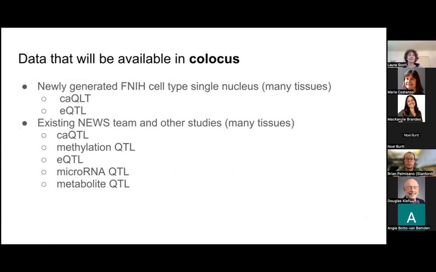I'm going to show you more details of things later. I want to step back for a minute and think about the data that will be available in Colocus. For the work that we're doing within the AMP CMD, there's going to be caQTLs, eQTLs from single nucleus data, and then there's going to be all sorts of QTLs from other existing studies in relevant CMD tissues.